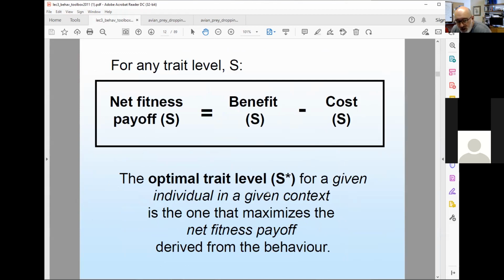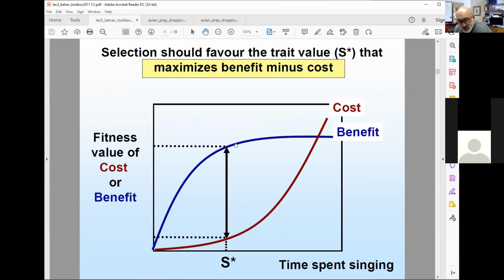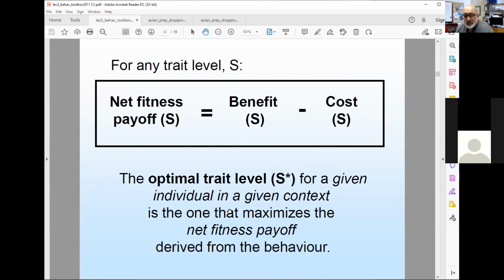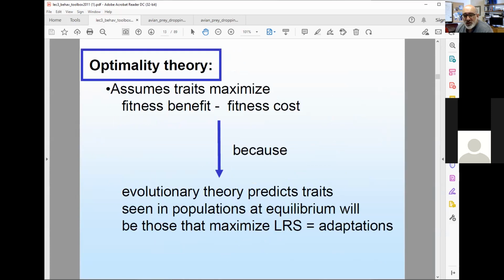So this is an important concept to think about and to understand: the idea that the optimal trait value occurs when you have the maximum net benefit, right? The maximum net fitness payoff. And that net fitness payoff is the benefit minus the cost. Okay, any questions about that? It's a fairly important concept to have and to make sure you understand.